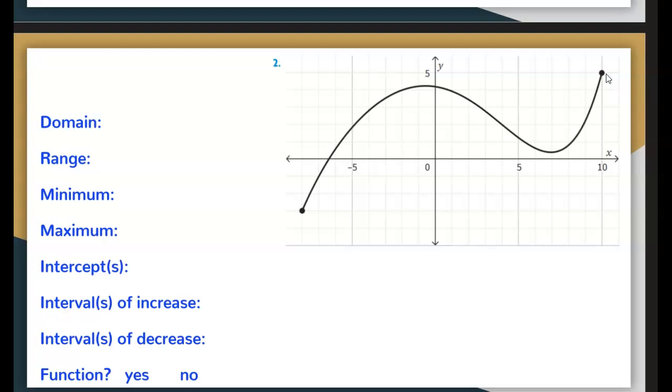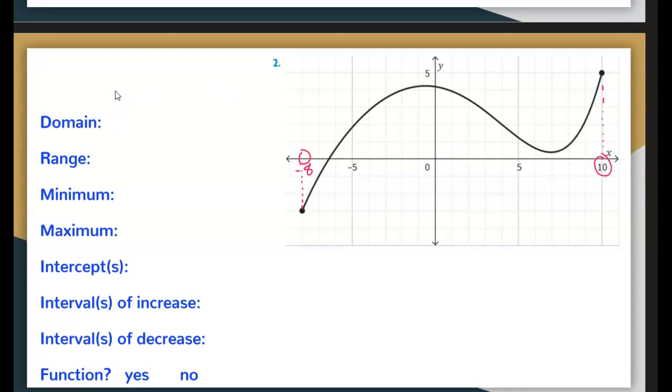So the domain is our valid input values. It's from here to here, right? So we start here, and this is the beginning of our valid inputs. And it's continuous all the way over to here, and this is the end of our valid inputs. So it goes from, looks like, -8 right there, to a +10.